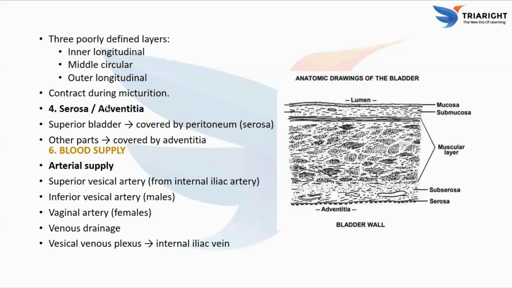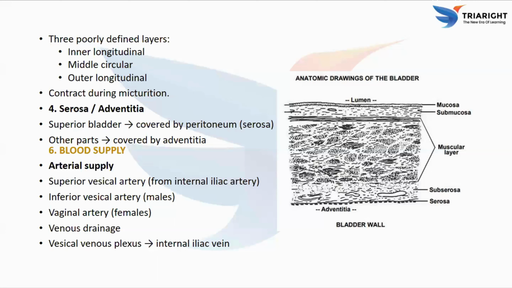And in the middle there is a trigone, which is a triangular shape, and this is the urethral opening. And the fourth layer is adventitia, which is serosa. So serosa, it is a connective tissue layer covering most of the bladder, adventitia. Whereas serosa, it is only on the upper surface of the bladder, that is peritoneum.